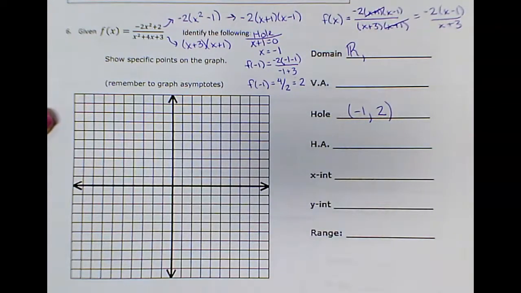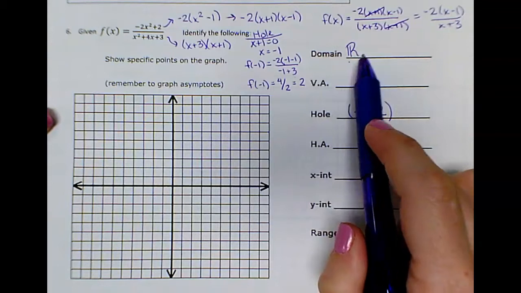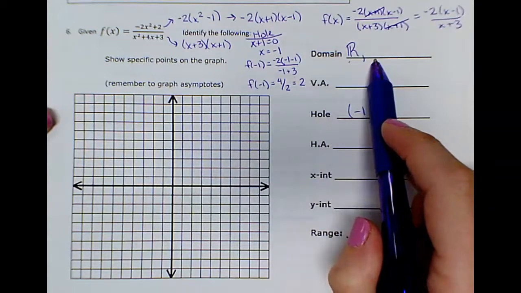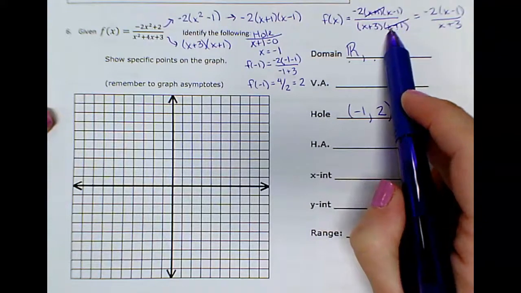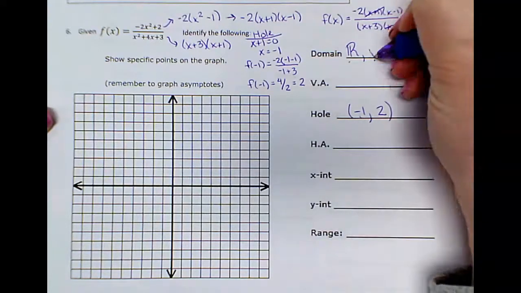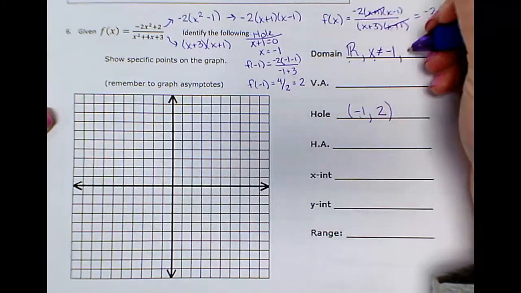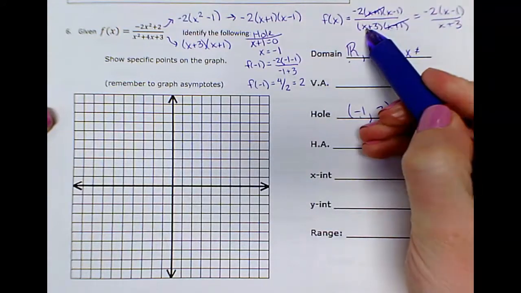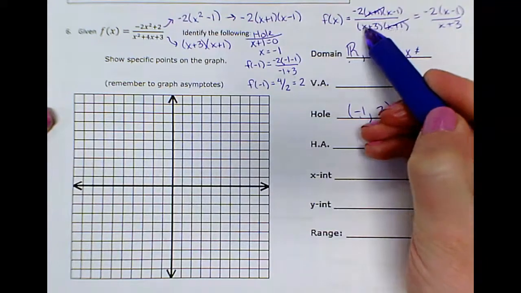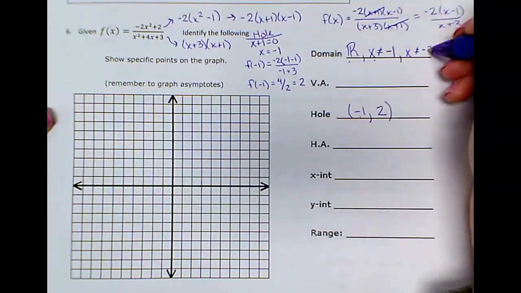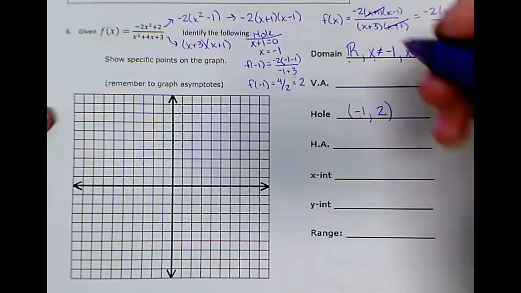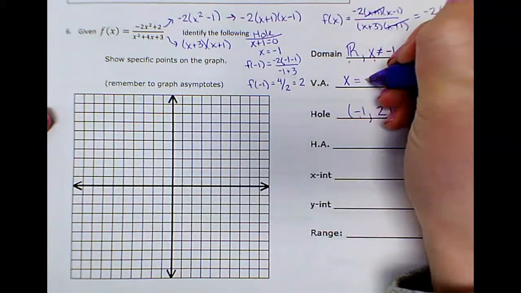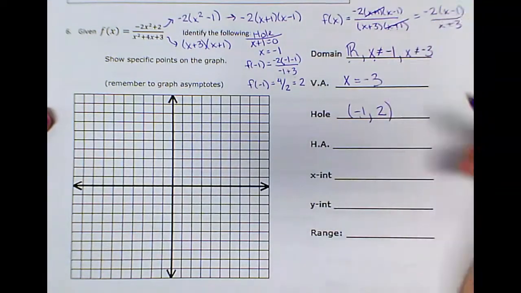The domain is all real numbers except the x values that will create a denominator of 0. So here, the x value that creates a denominator of 0 is -1. We already found the hole there. So x can't be equal to -1. The x also cannot be equal to what makes this 0, which would be -3. If I set x plus 3 equal to 0 and I get -3, that's where the vertical asymptote is. That's why it's been taken out of the domain.